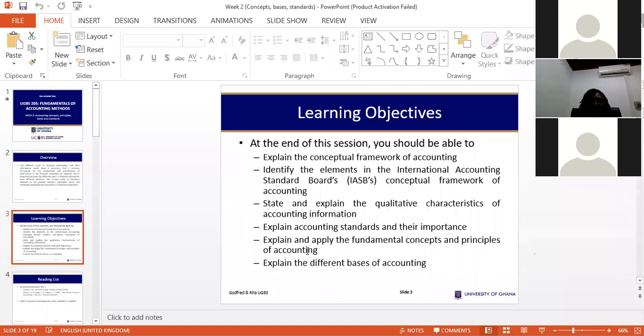We would also understand the fundamental concepts and principles of accounting. These are all just terminologies that are used for the various guidelines, okay, and basic issues that arise in accounting that have been put together to guide accountants in preparing financial information. And then finally, we would look at the different bases of accounting, okay, which one we use.